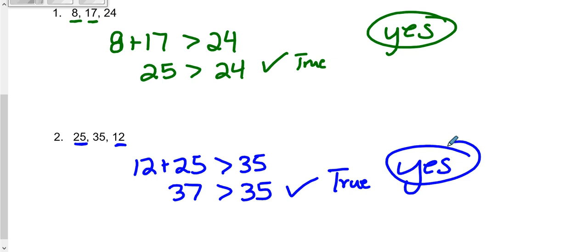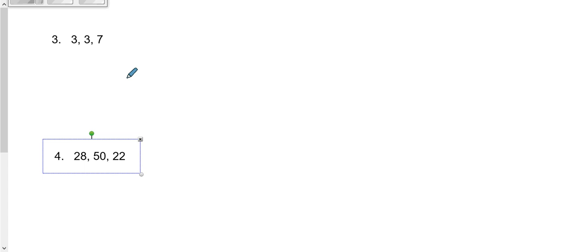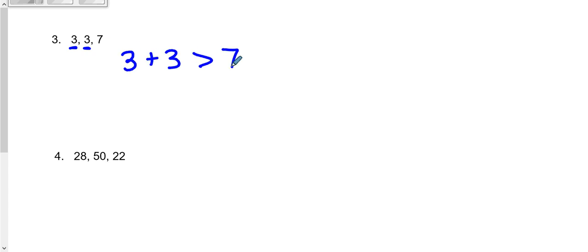Okay, so I'm going to go to example 3. Example 3, all right, is 3, 3, and 7. Those are our side lengths, 3, 3, and 7. So we're going to underline or identify our 2 smallest sides, which are 3 and 3. And then we're going to add them together, 3 plus 3, and we're going to see if it's bigger than 7. 3 plus 3 is 6. 6 is not bigger than 7. So this is a no.